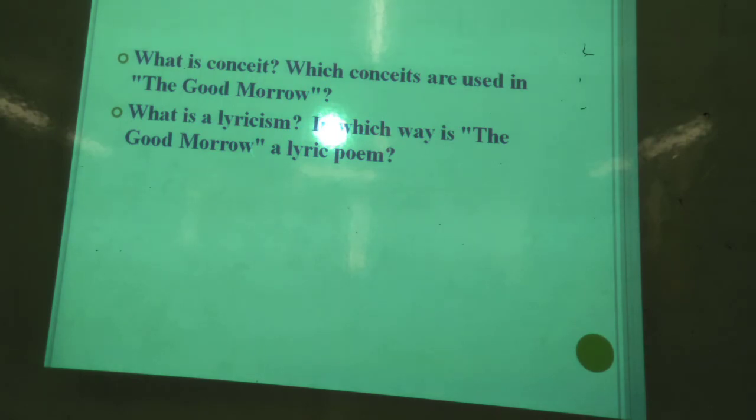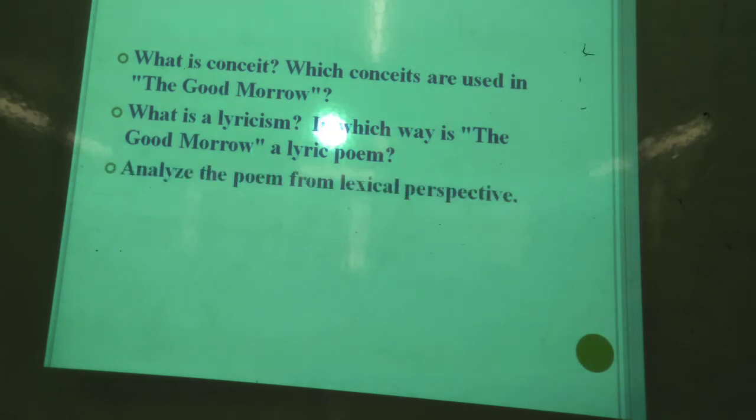So what is a lyric poem? That poem is considered as a what? Intended to be sung, or it has musicability. Musicability: when you can turn it into a song in music, it is called lyricism. Okay. To some extent, not always. Okay. Analyze the poem from a lexical perspective. Now we are going to analyze the lexical perspective, but before doing it, we will try some other things of the poem as well. So, any question from your side, please?